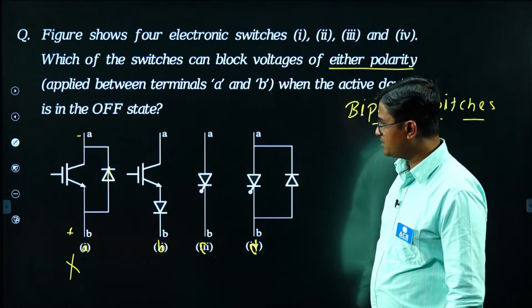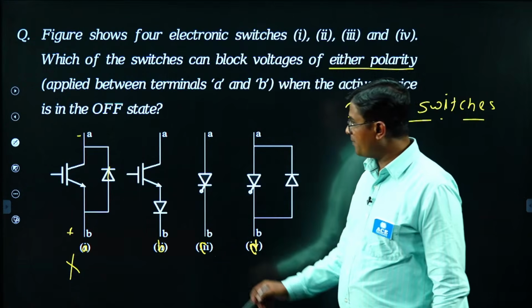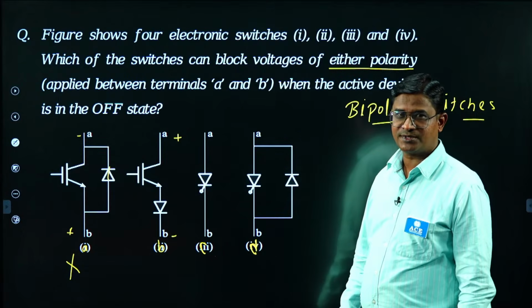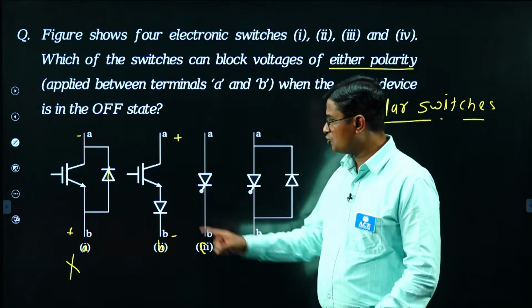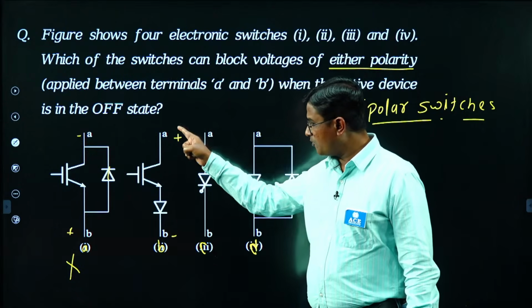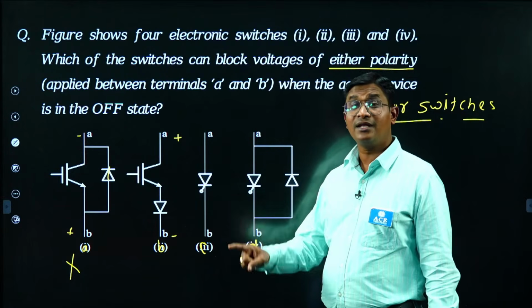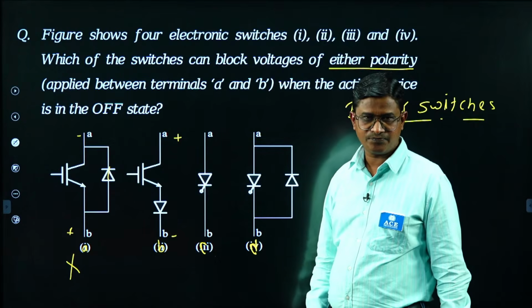What about the second switch? IGBT and diode in series. If I apply forward voltage, plus here, minus here, when the active device, the IGBT, is in off state, here it is an open circuit. No current will be flowing from A to B. The meaning is my switch has the ability to block the forward voltage.